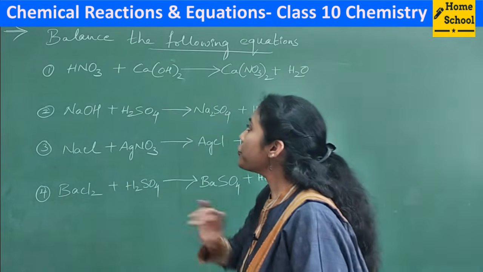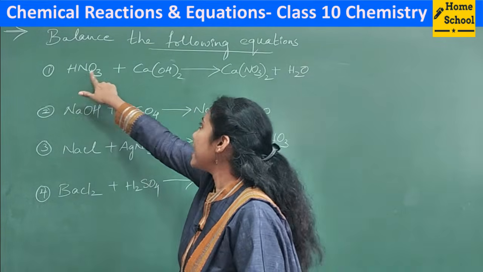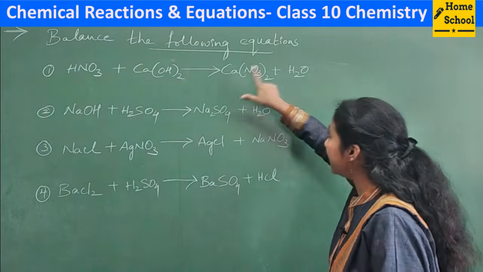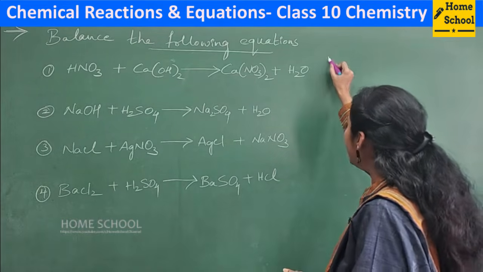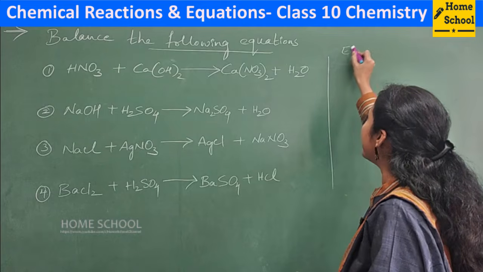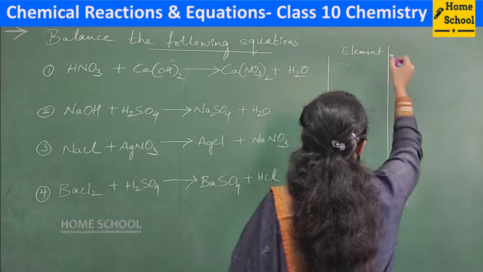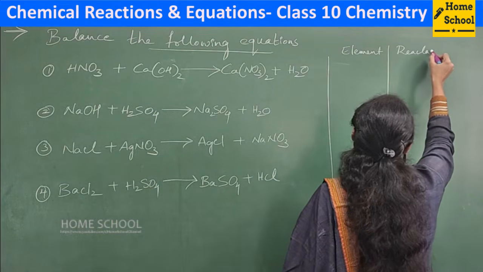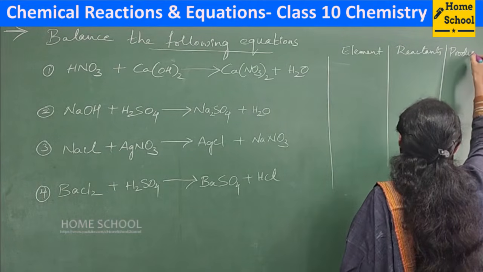Okay, fine. So the first question: nitric acid, HNO3, reacting with calcium hydroxide. You are getting calcium nitrate plus water. So how do you balance this? Initially, till you get practice, you can work it out by putting this table. What is that? The element or the ions, polyatomic species, reactants. Make 3 columns like this, reactants as well as products, isn't it?